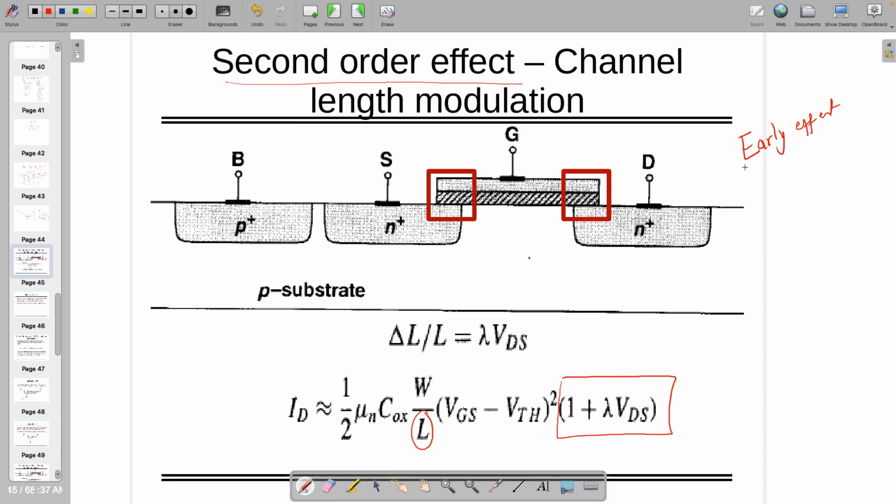He is a scientist, right? Early is the name of the scientist. When I used to study, I searched about what is Early and why people are not writing it in small letter. Later on, I realized it's the name of the scientist. That's why it's the Early effect. It's in BJT.